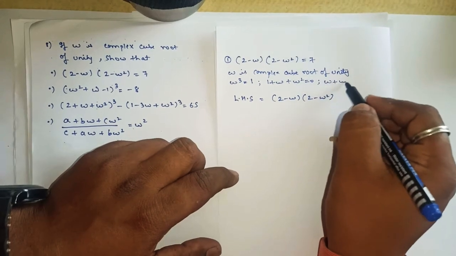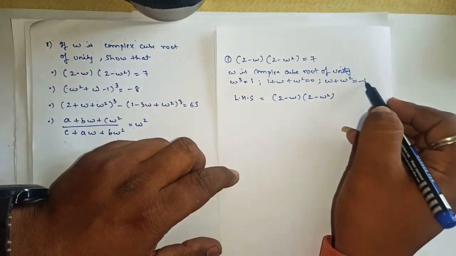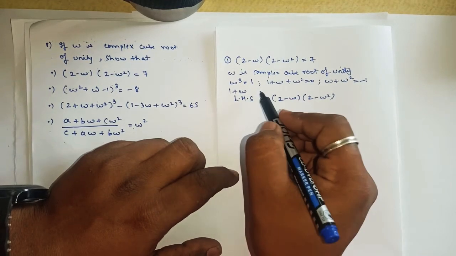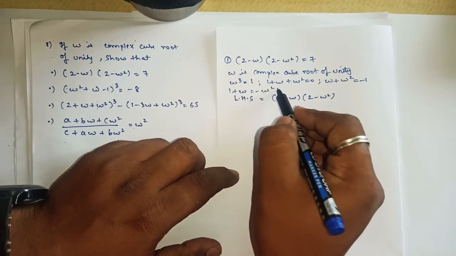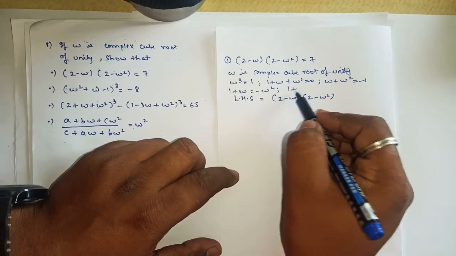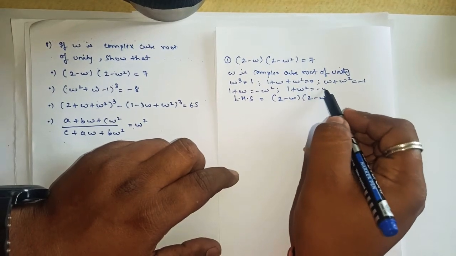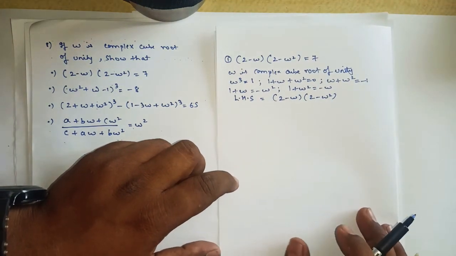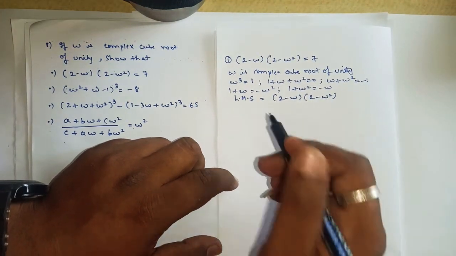w plus w square we can write as minus 1, 1 plus w we can write as minus w square, and 1 plus w square we can write as minus w. Okay, so these are the formulas which we have to use for this particular question.